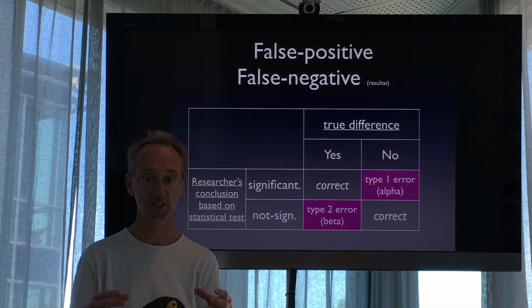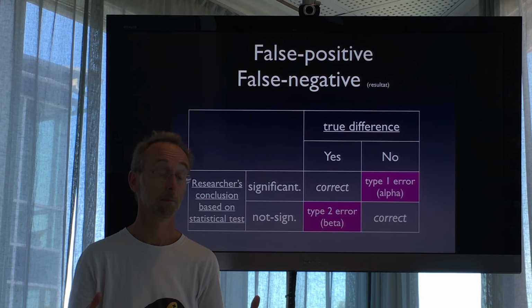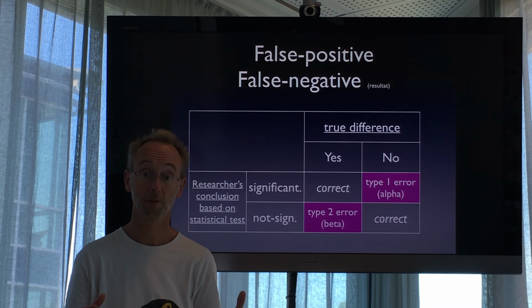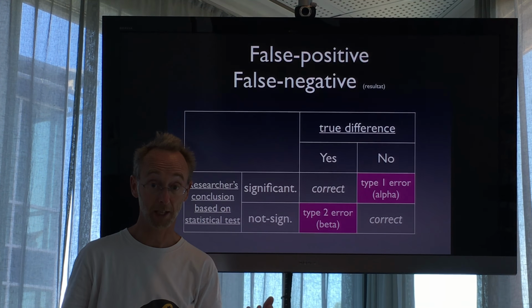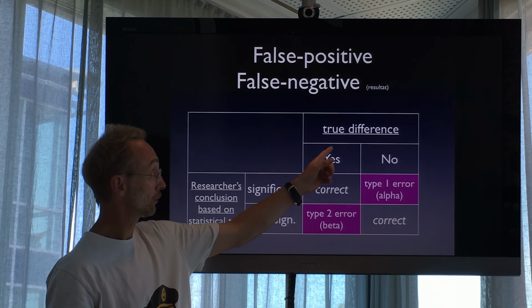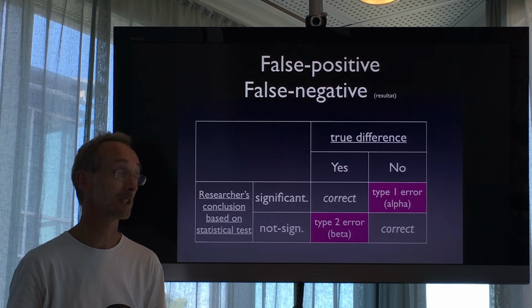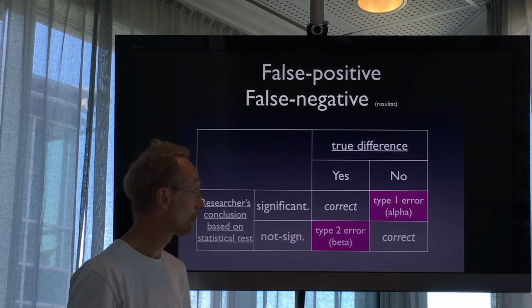Let's assume we're testing two different kinds of blood pressure medications. Is there a difference between medication A and medication B? Then yes, we have a true difference. If there is no difference in effect, we have no difference.